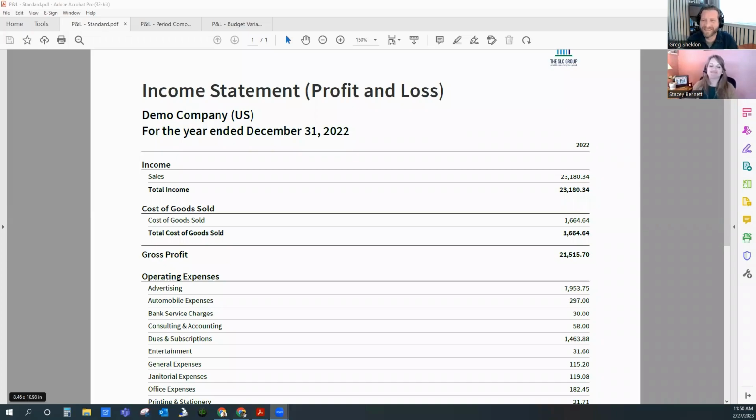But did I share my screen? Did I do it? I didn't do it. No, you didn't. Oh, there we go. You did it. Expert accountant, terrible at Zoom.